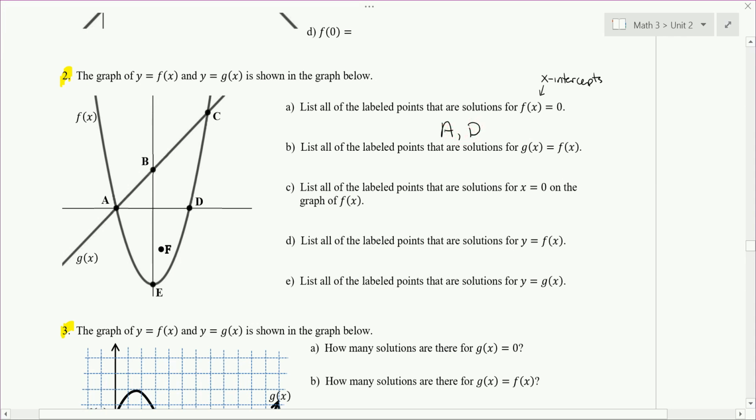Part B lists all the labeled points that are solutions for g of x equals f of x. This is where the two graphs cross or touch each other. The parabola and the line cross each other at point A and at point C.